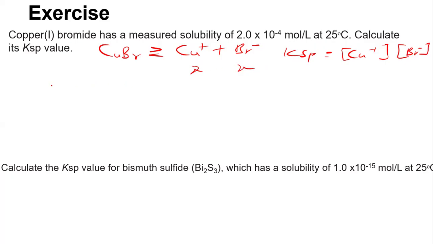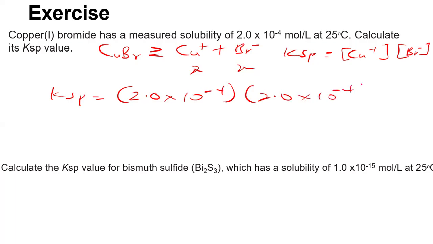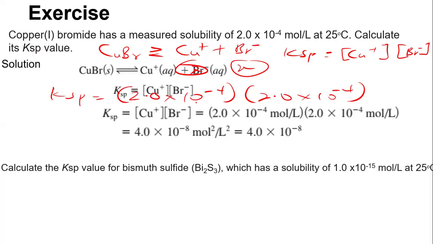And so the Ksp value would be 2.0 times 10 raised to the power -4 multiplied by another 2.0 times 10 raised to the power -4, right? That is it. The solubility would be the X, right? So X is here, X here, it's just one more. So we just multiply the 2, and then we get our answer. It has been solved here, so very simple. We have 4 times 10 raised to the power -8 as our answer.